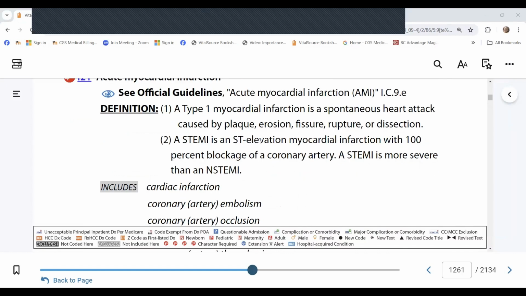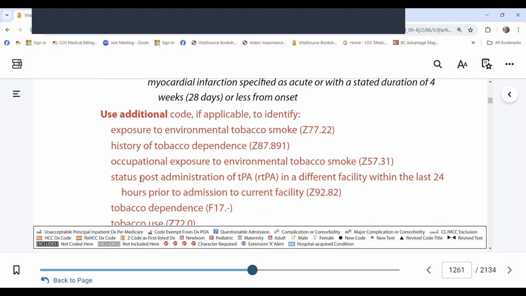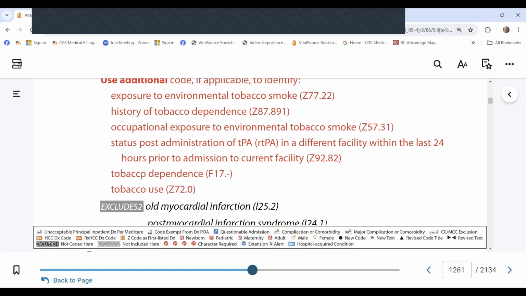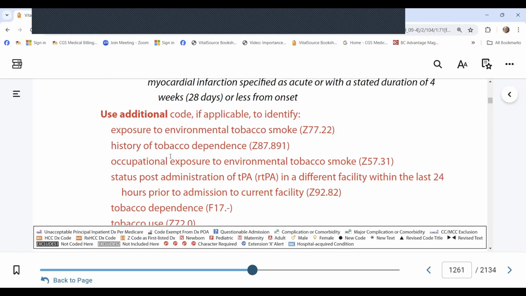Here's your definition of a STEMI. It says here, a STEMI is an ST elevation myocardial infarction with 100% blockage of a coronary artery. A STEMI is more severe than an NSTEMI. So keep in mind what you learned: the STEMI is 100% blocked and is referring to that ST elevation myocardial infarction. There's other information here, but I want to keep this video short. But don't forget to look at your "use additional code" notes for this section.